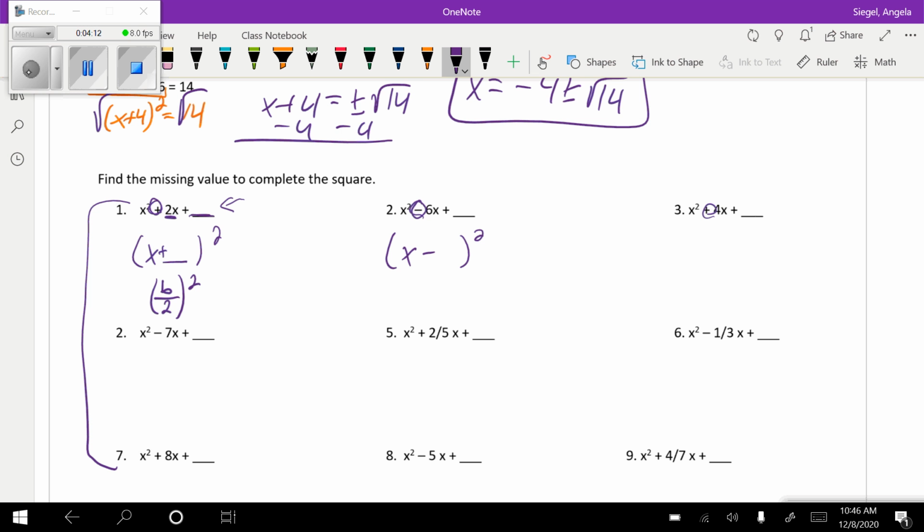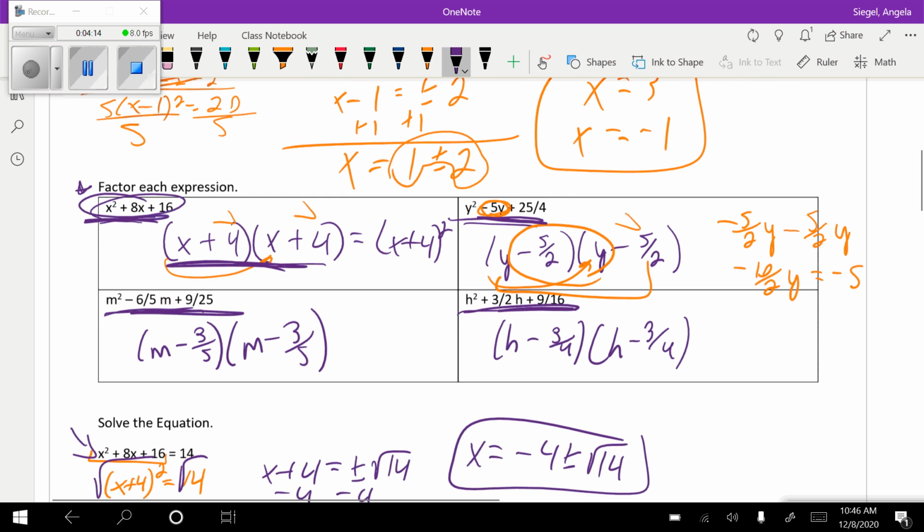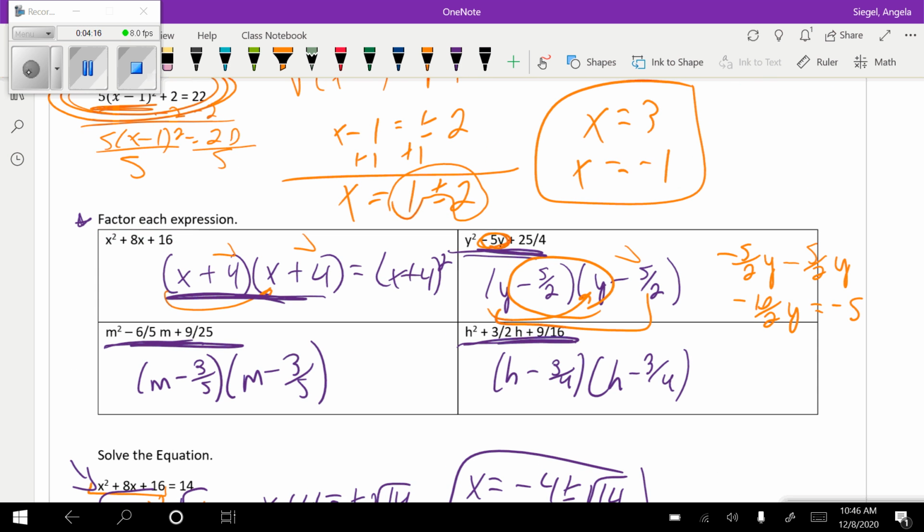So let's come up here, and I want to show you what I'm talking about. I'm going to take this one. I'm going to take my b term and divide it by 2, which is 4, and square that 4, which is 16. So that's how we're going to find that middle term.